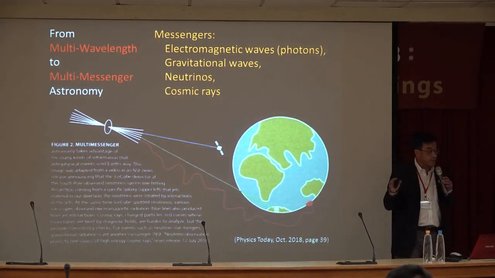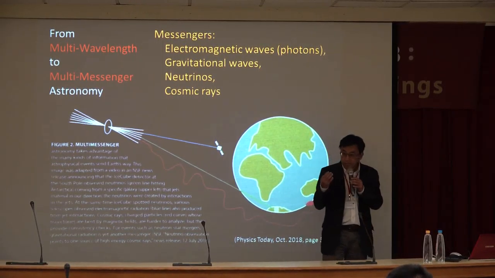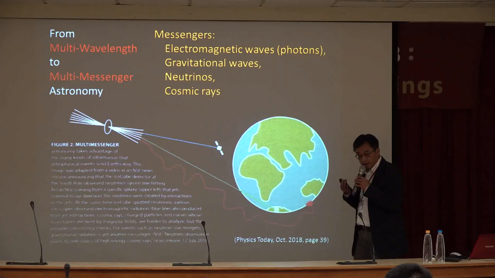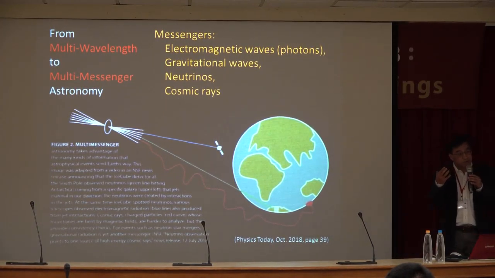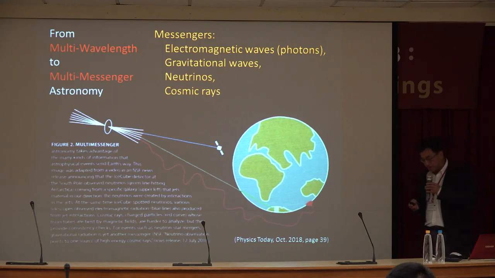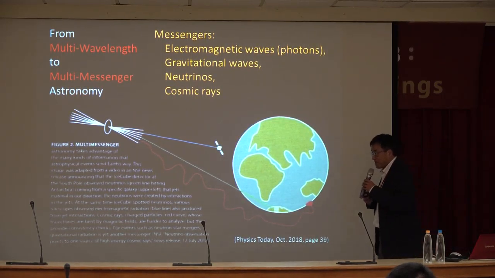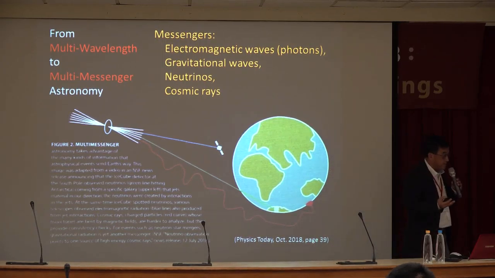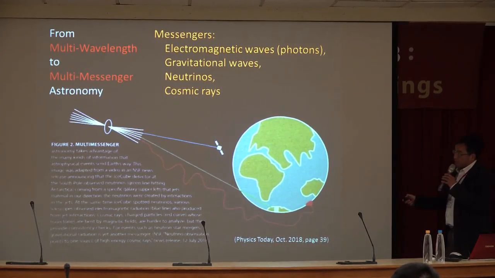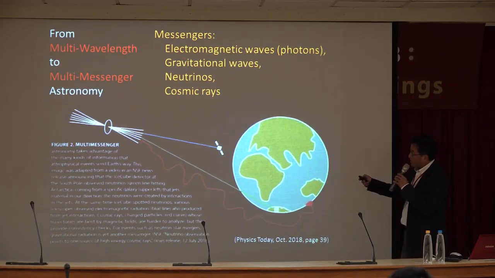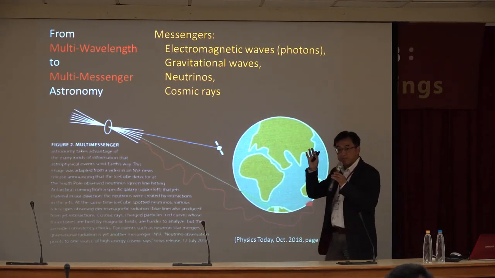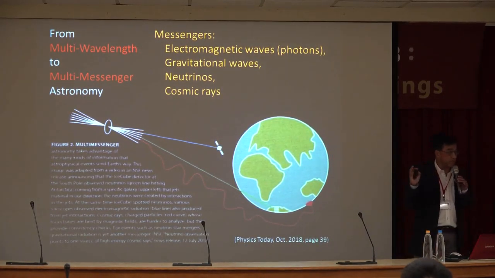But in many theories, we also see predictions for other signals. And in nature, there are also other messengers which can carry information to tell us what's going on in different astronomical systems. So now, more and more people are getting excited with this kind of development because the multi-messenger astronomy has really come true. By multi-messenger, we mean that besides photons, we can also measure gravitational waves and neutrinos from some systems. And that helps a lot to understand the nature of the systems.